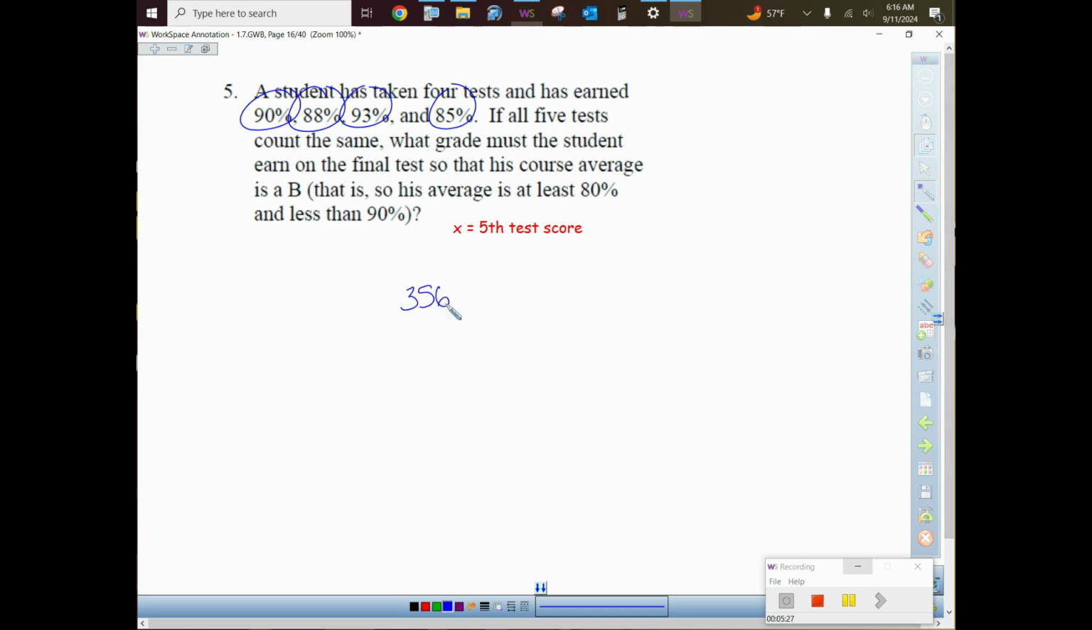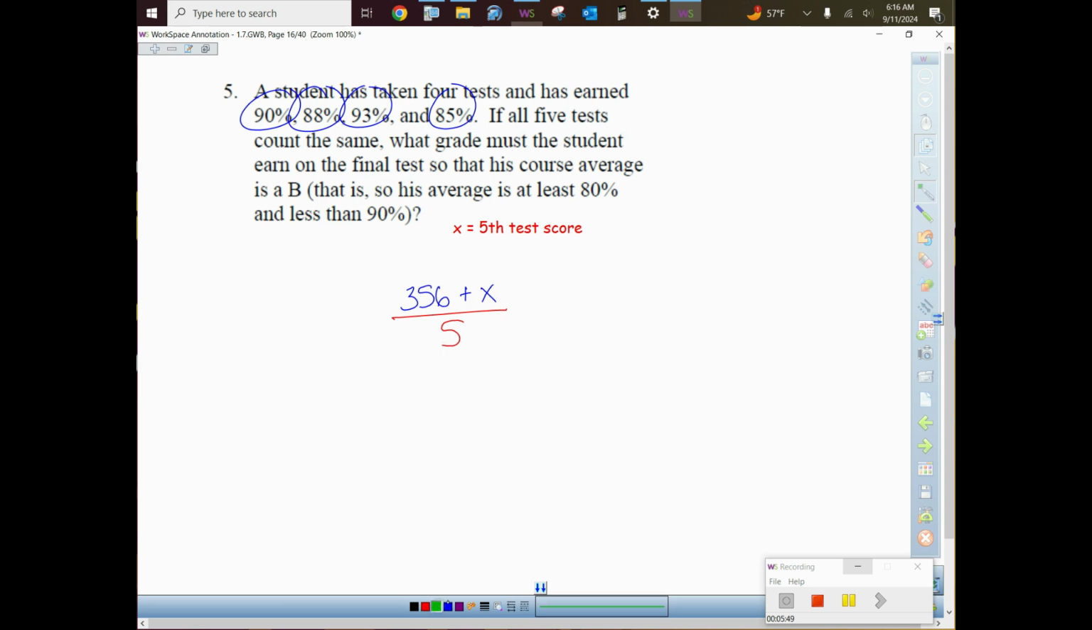But see, that's only 4 test scores. I got to add the fifth test score to it, so that's why it's just going to be plus x, because x is the fifth test score. So, cool, I've added them all up. Then, of course, I got to divide by 5 because that's the total number of tests to find the average. So, there's our average right there. It's just kind of weird because we don't know that last test score.